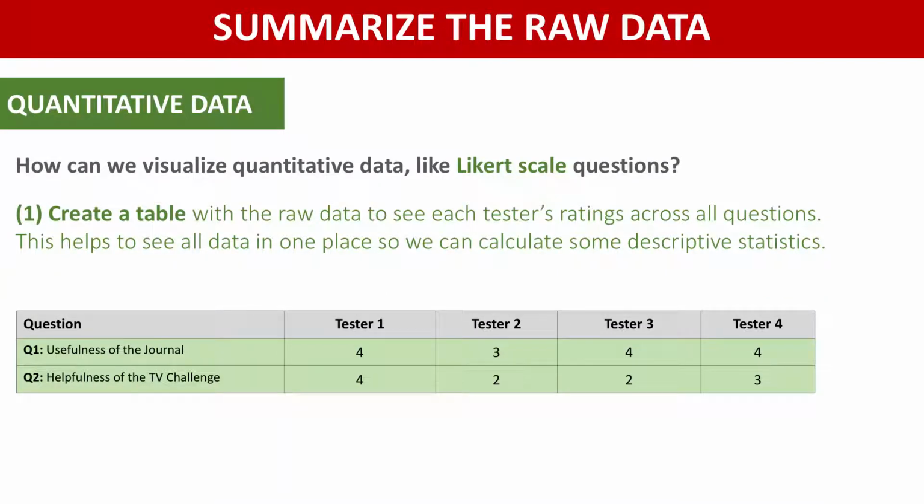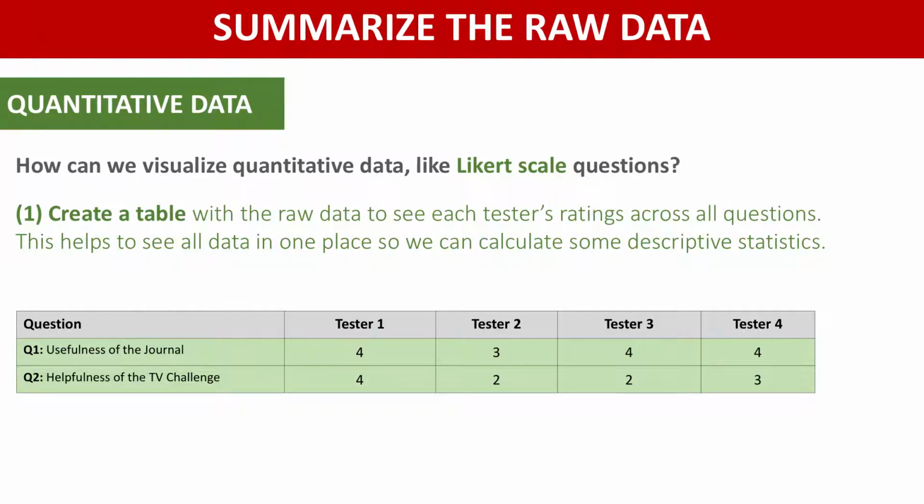The first way is to create a simple table with the raw data so that we can see each tester's rating across all of the questions. This can help us to see all of the data in one centralized place so that we can calculate some descriptive statistics like the mean, the median, and the mode. So here you can see I have the questions listed on the far left, and then each of the other columns are for each of our testers, 1, 2, 3, and 4.